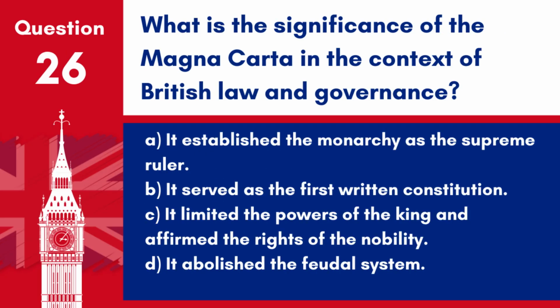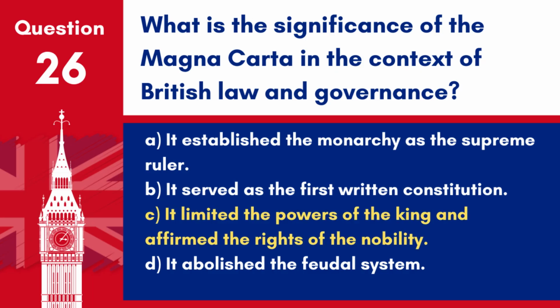Question 26. What is the significance of the Magna Carta in the context of British law and governance? A. It established the monarchy as the supreme ruler. B. It served as the first written constitution. C. It limited the powers of the king and affirmed the rights of the nobility. D. It abolished the feudal system.